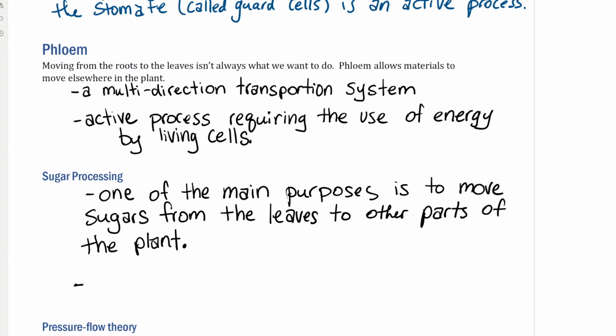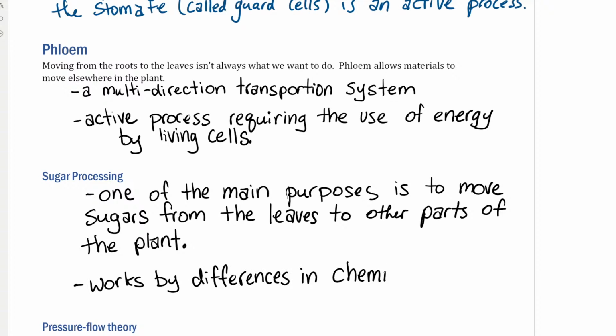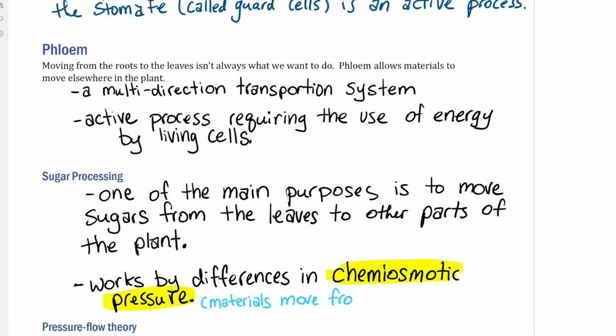And really, this should be below, but we're going to need the space below. This works by differences in chemiosmotic pressure. What? Which basically just means this. Materials move from areas of high concentration to areas of low concentration.